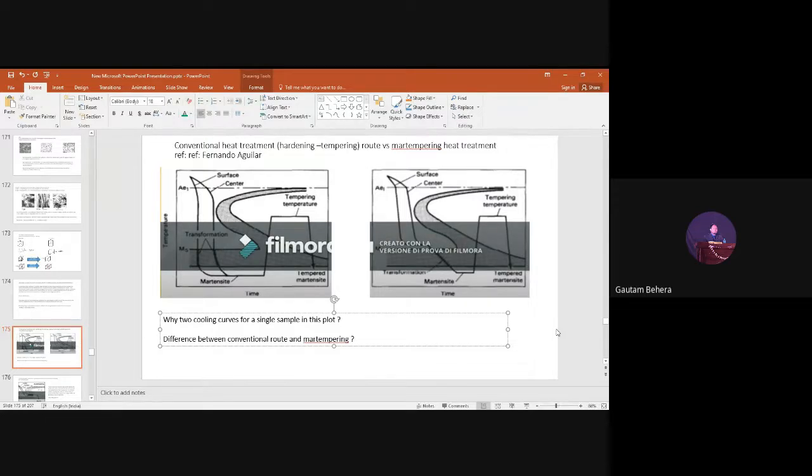Here, this is a single line. Yes or no? This cooling curve is a single line right now. It is okay. What about this? From this point to this point, below MF. This is a single line or two lines?